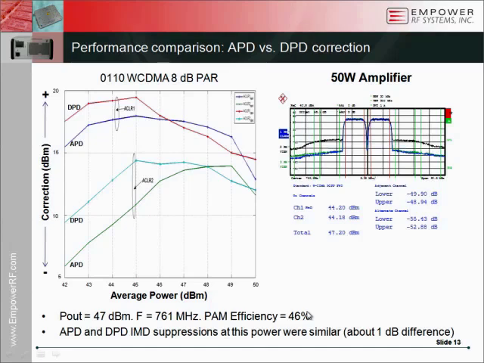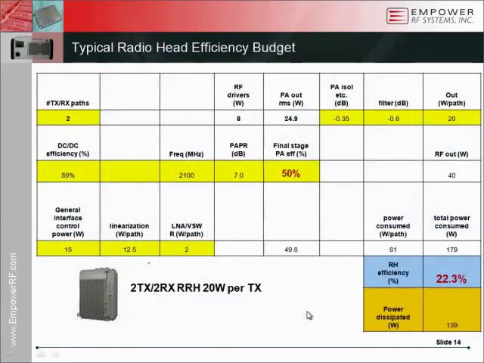These suppressions at this power level were similar, but I'm saying there's a lot of optimization that needs to occur. Now, in this particular chart, in order to show you that typical efficiency in a radio head doesn't depend on the amplifier alone, it's a 2TX, 2RX MIMO radio head.